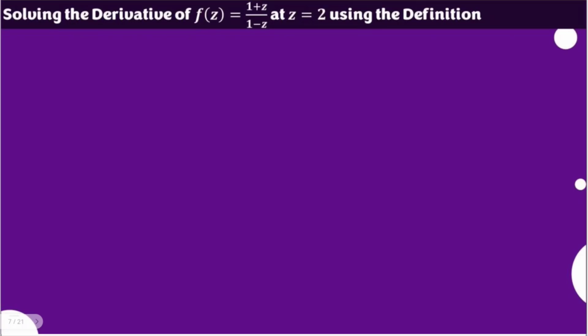Here, we are tasked to solve the derivative of the given function at z equals 2 using the definition. By the way, since in the previous video we were able to identify already the derivative of this given function using a definition, allow me to copy that here because this is just part 2 of that specific item. That video contains this page.